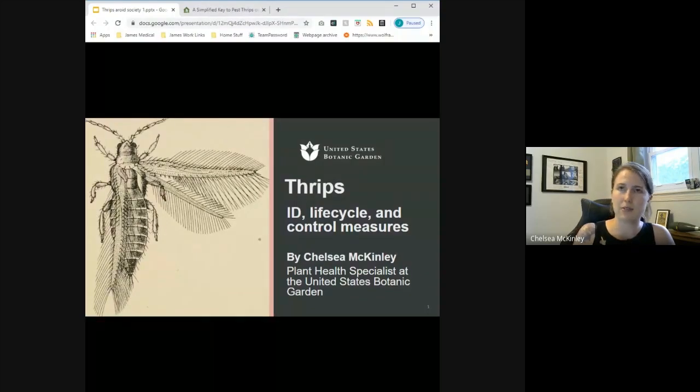So I did forget to mention that certain soil applications, so you could do a soil application of some of those biopesticides, and that would target those soil life stages. Unfortunately, it wouldn't target any of the above ground stages that are still on the plant, but it would at least kill the pupa that are in the soil.